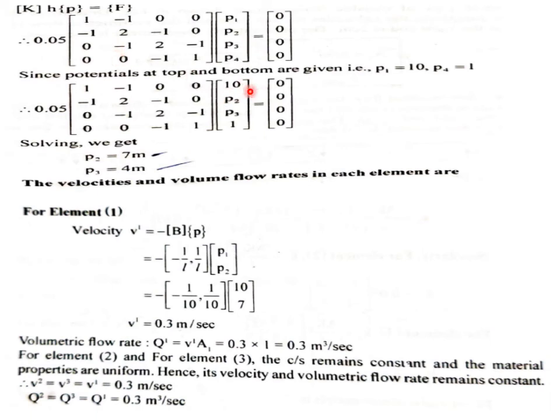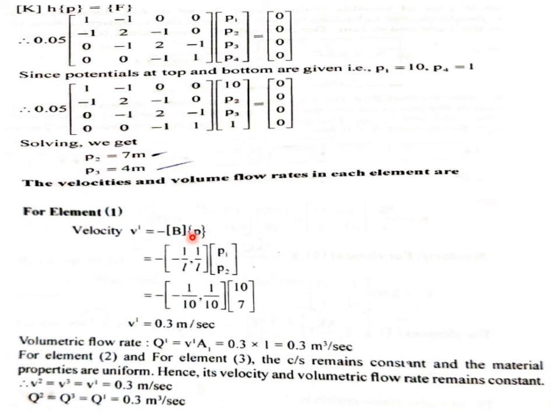K value, P value, we will be substituting it, and the potential at the top and the bottom is given, that is P1 is 10 and P4 is 1. Substituted, we will be getting the value of P2 as 7 meter and P3 as 4 meter, same as the previous problems we solved. Okay, and it is same as the previous problem, the velocity and the volumetric flow rate.